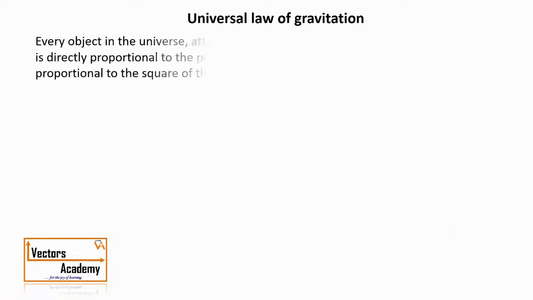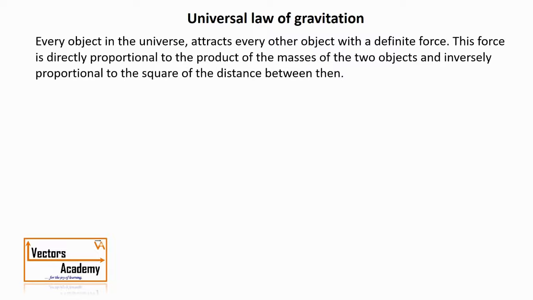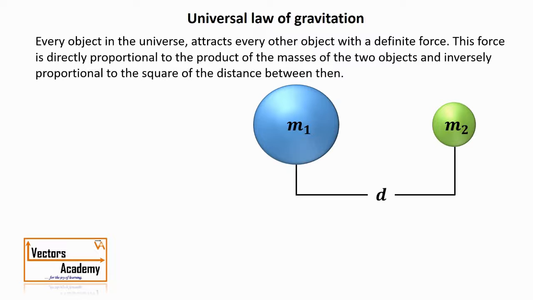Now let us have a look at what the universal law of gravitation is. It states every object in the universe attracts every other object with a definite force, and this force is directly proportional to the product of the masses of the two objects, and it is inversely proportional to the square of the distance between them. It means if there are two objects m1 and m2 at a distance of d between them, then each of these objects attracts the other with a force, and the magnitude of that force is directly proportional to the product of the masses, that is m1 and m2, and inversely proportional to the square of the distance between them, that is d square.